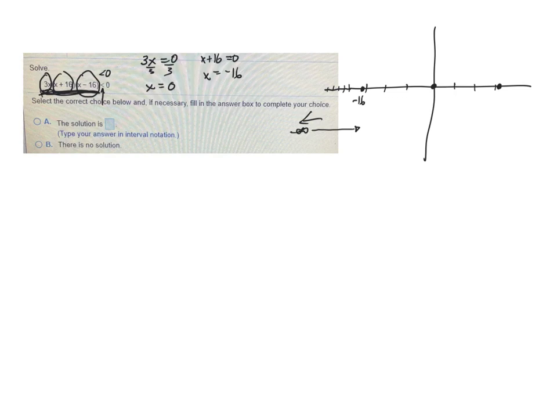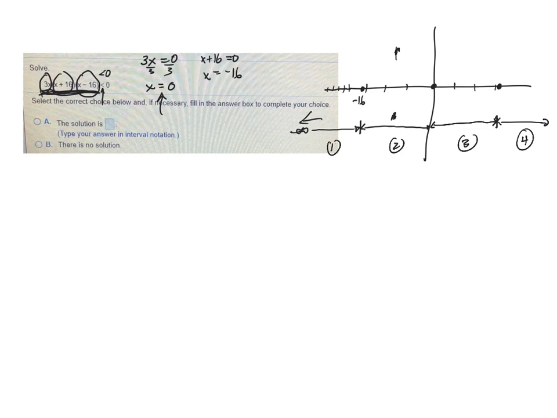Then I'm going to do the same thing from negative 16 all the way to 0. I'm using 0 because that was one of my interval points. Is the graph above the axis or below the axis in that interval? Same thing from 0 to positive 16, and the same thing from positive 16 up to infinity. So I want to know where the graph is in each of those intervals: interval 1, 2, 3, and 4.